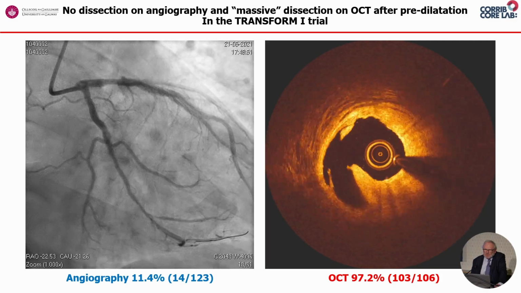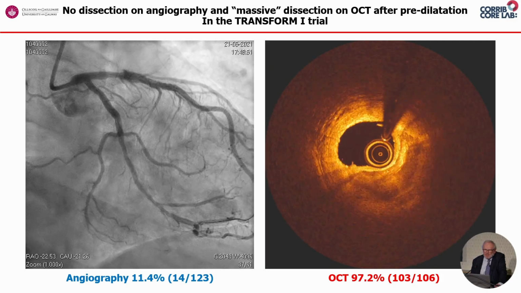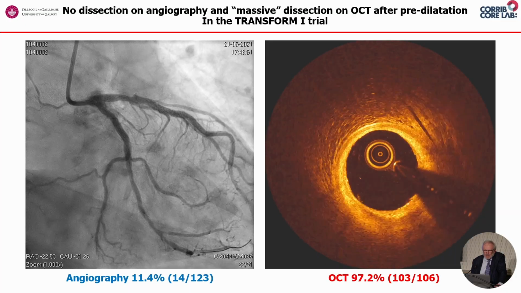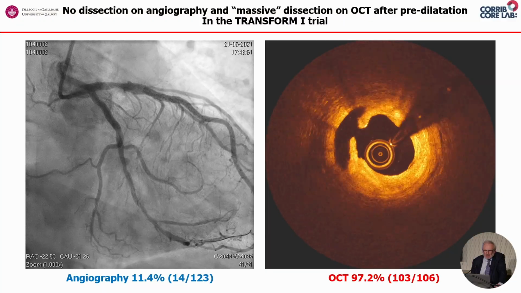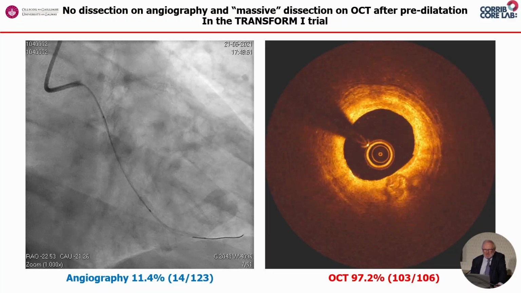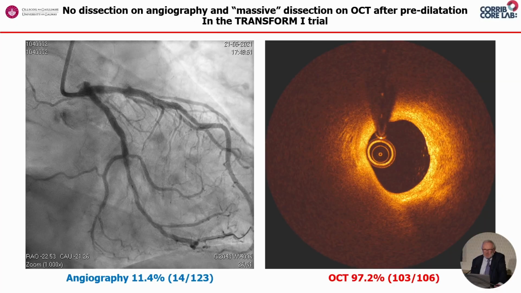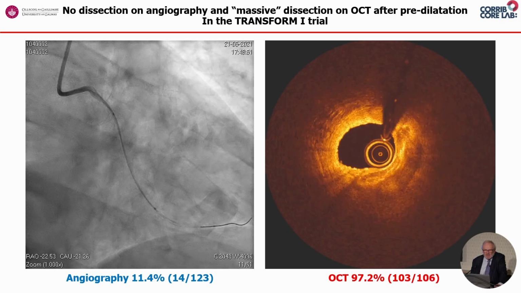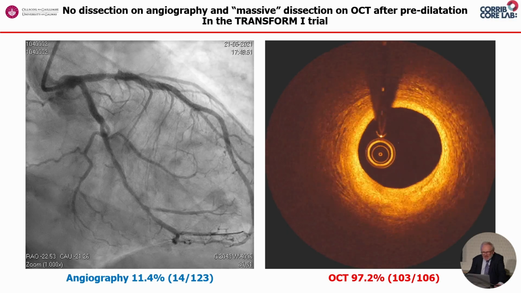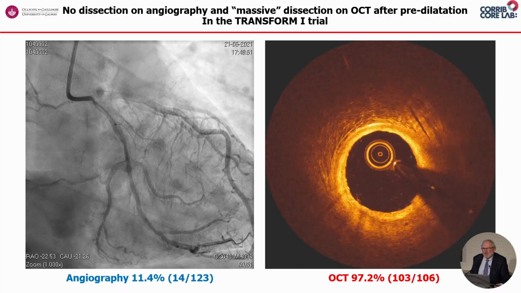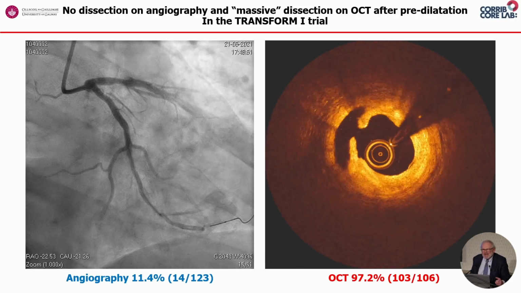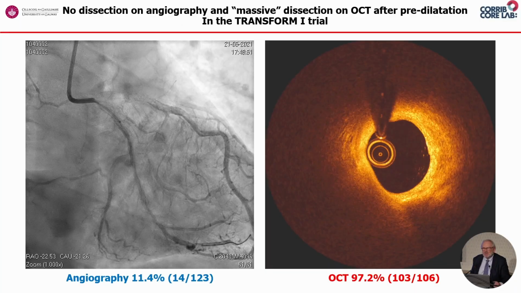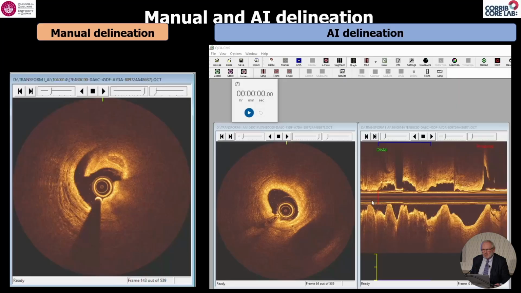So this is what we saw basically in 2022 when we did the TRANSFORM trial. You see an angiography which is not suspected to be massively dissected, but when you do the OCT, you realize that the vessel is massively dissected. And you see the percentage that we published at that time, angiography 11.4%, and OCT 97.2%. So the mechanism of balloon angioplasty and DCB is fractures of the structures.